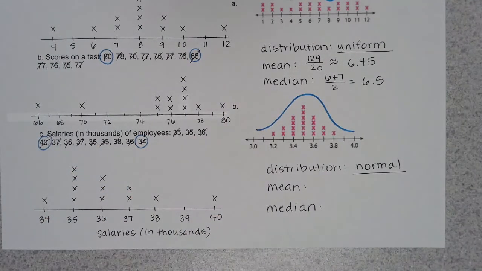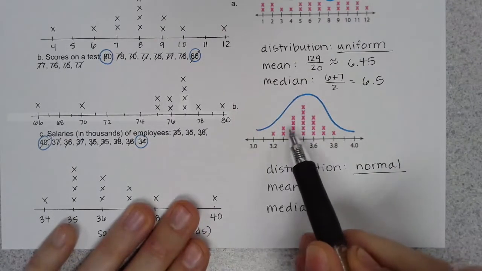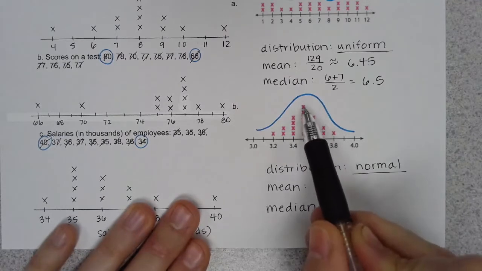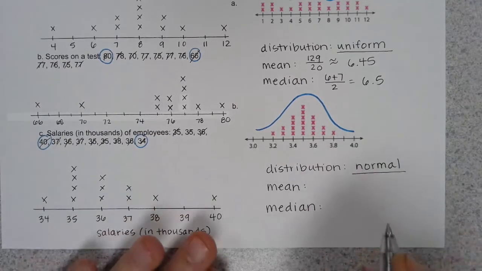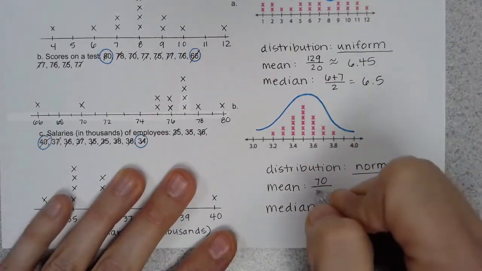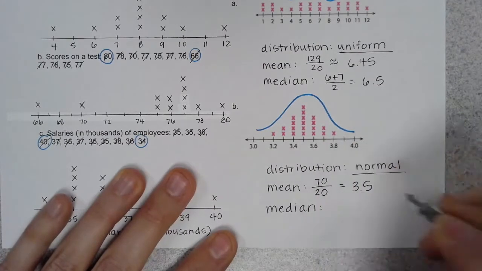And then to figure out the mean for this one, you're going to do 3.2 plus 3.3 plus 3.3 plus 3.4 plus 3.4 plus 3.4 plus 3.4, and you're going to keep adding those numbers up in your calculator. So for this one, when you add all those numbers up, you get 70. So there's 20 numbers in the list. And when you do the division for that one, you get 3.5, so that's your mean.